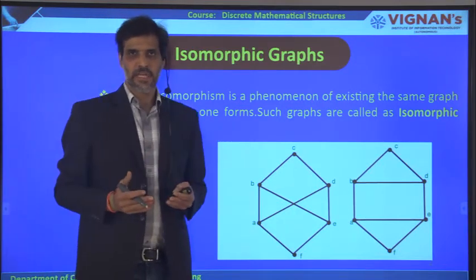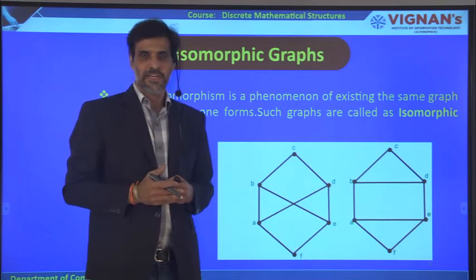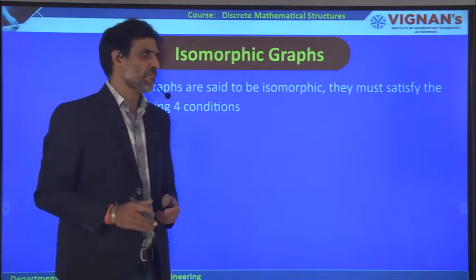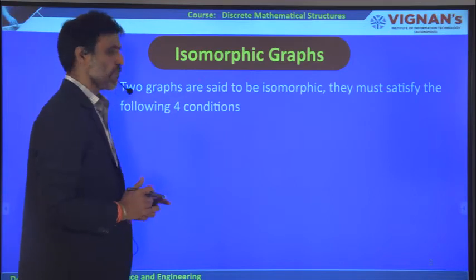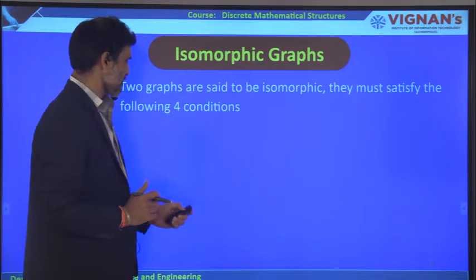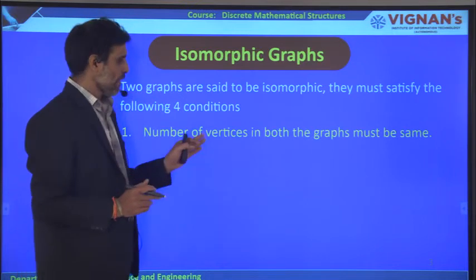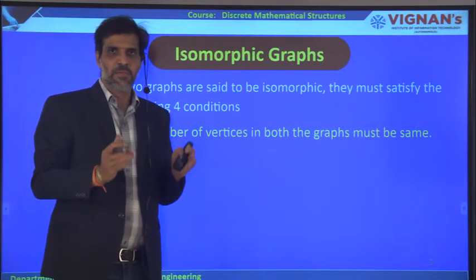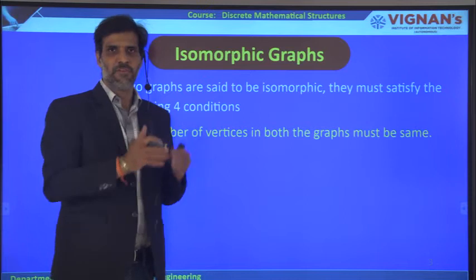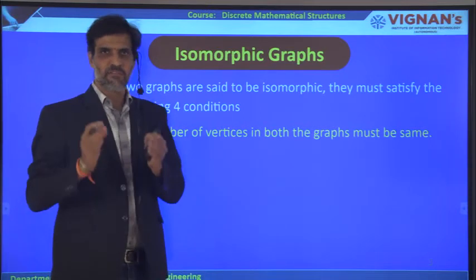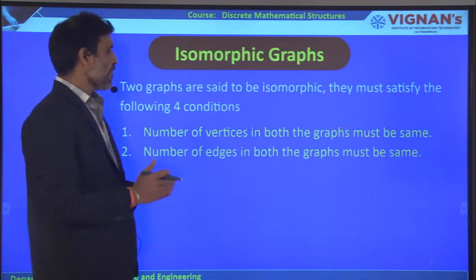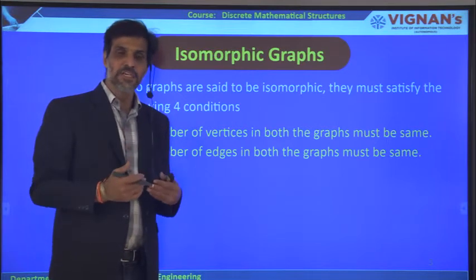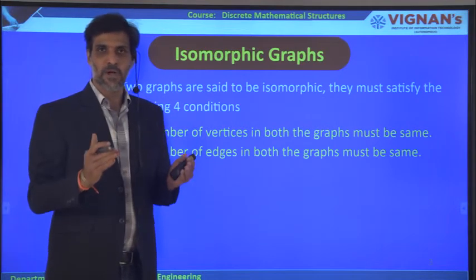Now let us try to understand how to determine whether two graphs are isomorphic. For two graphs to be isomorphic, they must satisfy the following four conditions. So what are the four conditions? The first condition is that the number of vertices in both graphs must be the same. If the first graph contains 5 vertices, the second graph also contains 5 vertices only. Second, the number of edges in both graphs must be the same. Not only the vertices, the edges of the two graphs must also be the same.